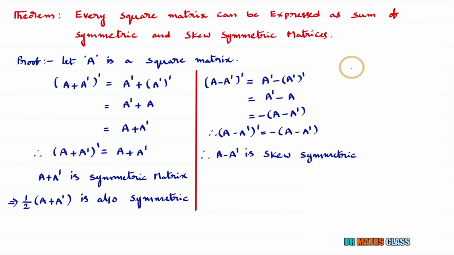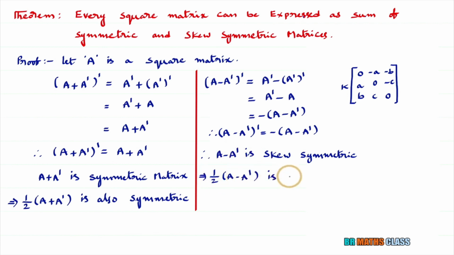Here you need to know some information related to skew symmetric matrix. What is the general pattern of skew symmetric matrix? This is the general pattern of skew symmetric matrix of order 3 by 3. All diagonal elements are 0. If A, B, C are all positive, then the corresponding elements on the other side we take as negative numbers. If I multiply with a scalar k, whatever I'll get, that is also skew symmetric matrix. So when A minus A dash is skew symmetric, multiplying it with a scalar gives a matrix that is also skew symmetric. So here, half into A minus A dash is also skew symmetric.